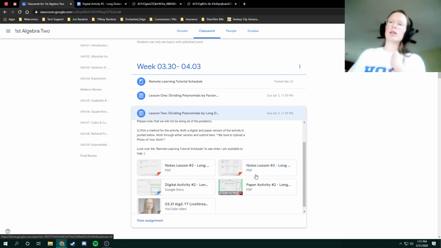Now these pre-filled in copies aren't filled in by me, they're by the person who made the notes, so we're not going to do everything the exact same way. She covers long division and synthetic division, but today we're going to be focusing on long division.